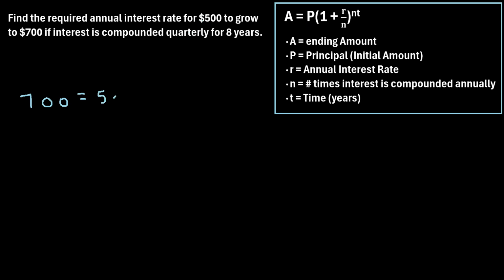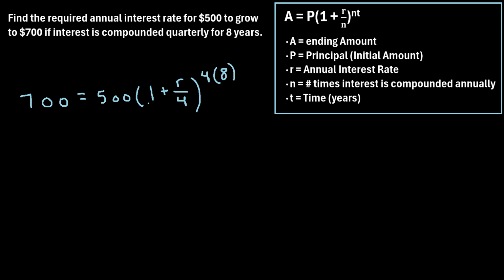So we'll say 500 times 1 plus R, we don't know R, so we'll leave it as R, divided by N. N is the number of times the interest is compounded annually. So we're told it's compounded quarterly, which means it's compounded 4 times per year. So we'll say 4 for N, and then we have to the power of N times T. So 4 times T, time or the number of years, which we're told it's going to be compounded for 8 years. So 8 will be our T. So here's our equation. We're just trying to solve for R.